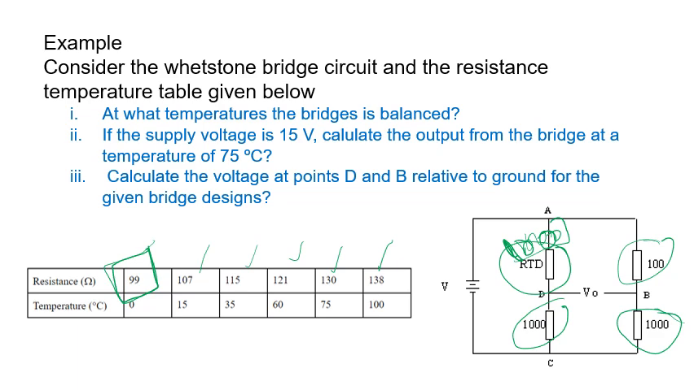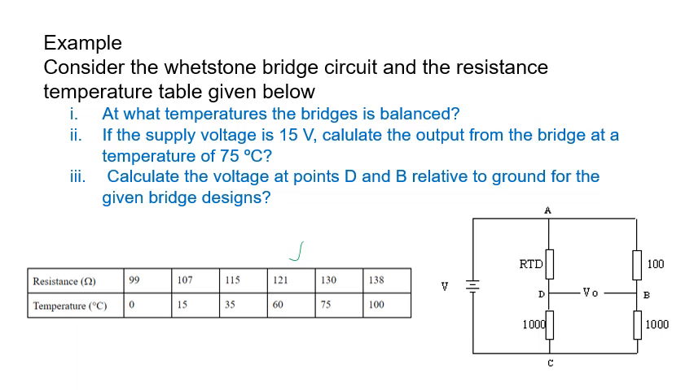Okay, in the next part, he's saying if the supply voltage is 15 volt, calculate the output from the bridge at a temperature of 75 degrees Celsius. If the temperature is 75 degrees Celsius, that means the resistance is 130, which means this resistance is equal to 130 ohm. That means the bridge is not balanced now. But he doesn't want to know whether it's balanced or not. He wants to know what is the voltage on the output at that time. This is the idea. We will see it in the next slide anyway.